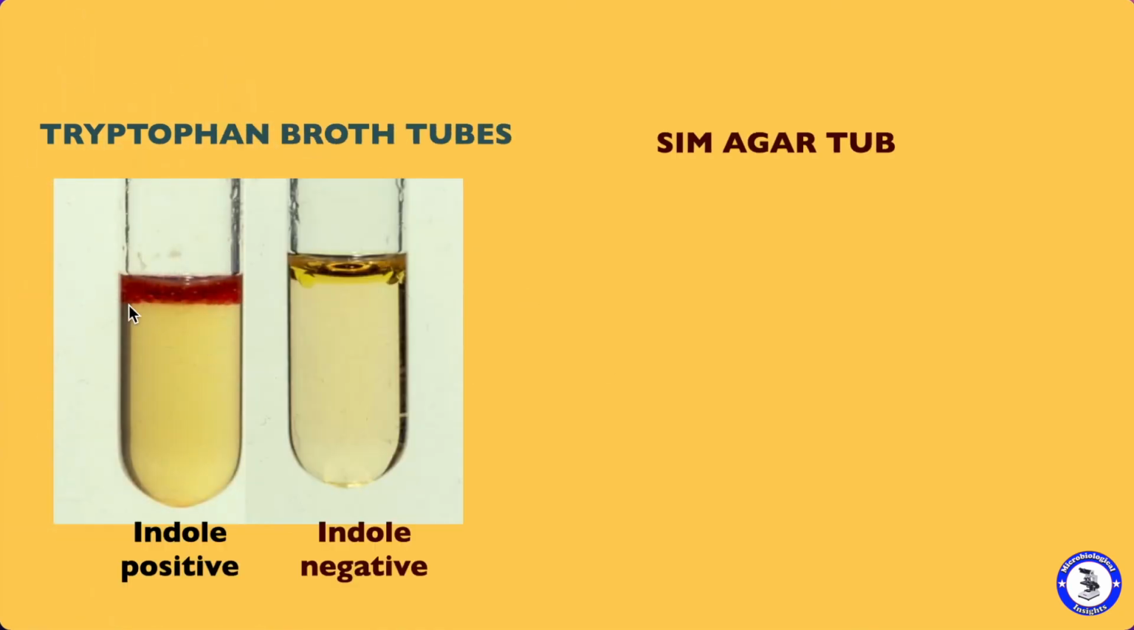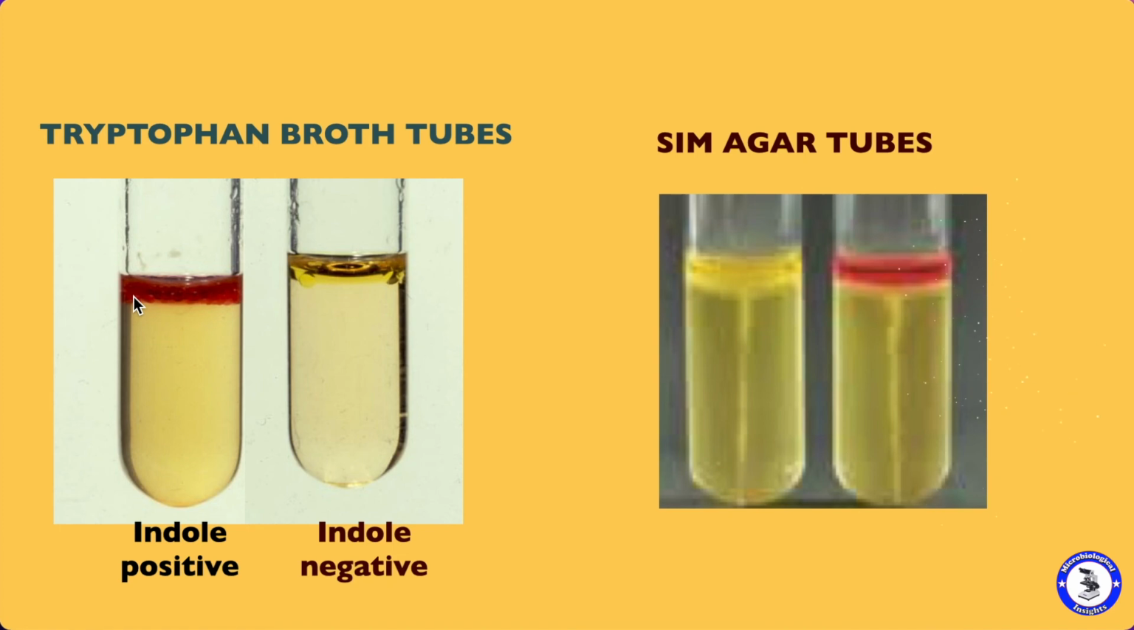This is the indole positive tube. You can see the cherry red color formation here, and this is the indole negative. And these are SIM agar tubes. This is stab inoculation. So if the organism grows along the stab line, it indicates the motility. The organism is motile. But here you cannot see the growth of the microorganisms.